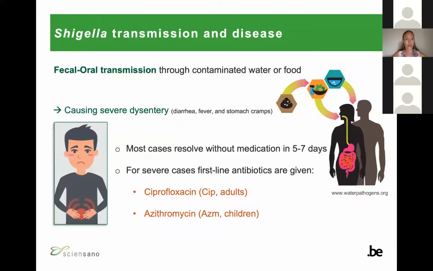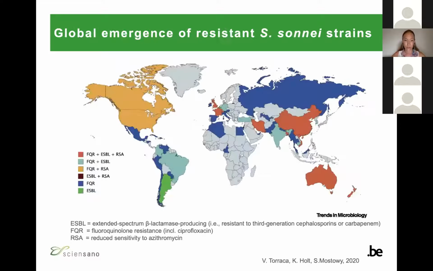Shigella transmission occurs via the fecal-oral route, which can be through contaminated water or food, and already a small amount of bacteria can cause severe dysentery with diarrhea, fever, sometimes even bloody diarrhea, and stomach cramps. Most cases can resolve without medication on their own within 5 to 7 days, but for more severe cases and also to limit spreading, the most commonly used first-line antibiotics are ciprofloxacin for adults and azithromycin for children.